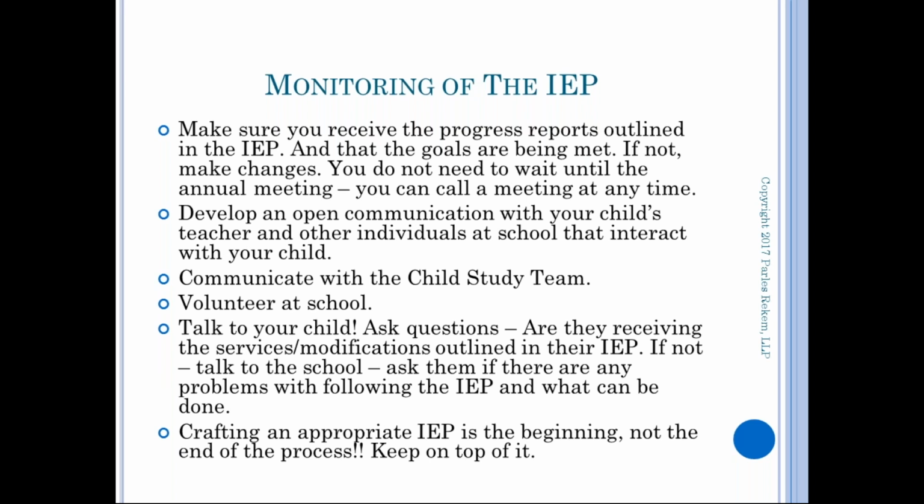You want to make sure that you receive your progress reports that are outlined in the IEP. You want to make sure that you review those progress reports and make sure that the goals are being met. If they're not being met, you can call a meeting. Even though there are annual IEP meetings that have to happen, you could have as many IEP meetings as you need to make sure the child is getting appropriate services.